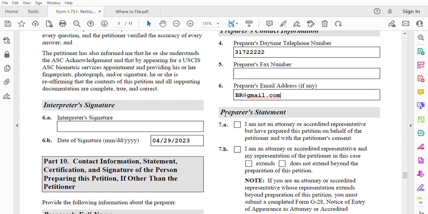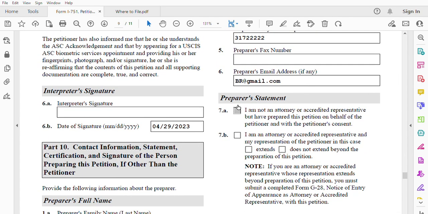So here you get the preparer's statement. You're going to say that I am not an attorney or accredited representative, but I have prepared this petition on behalf of my petitioner and with the petitioner's consent. I need you to pay attention to this. My spouse has a green card that will expire in 2 years. I am preparing this form for her, and she also has to give me the information I need. So I am the interpreter, and at the same time I am the preparer. That's why I put my information for both preparer and interpreter.